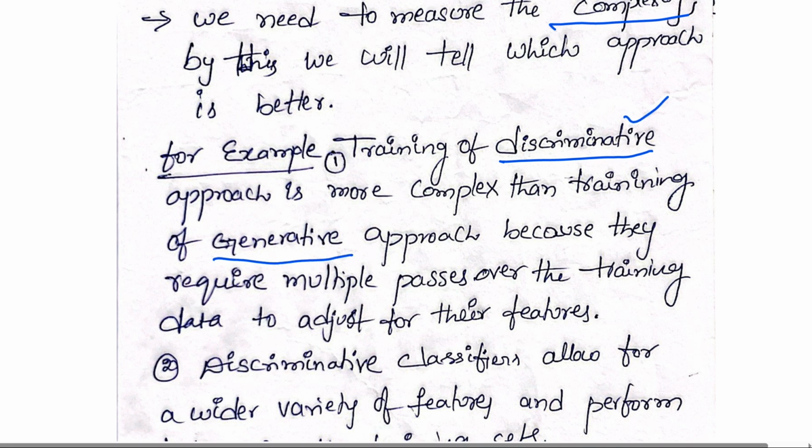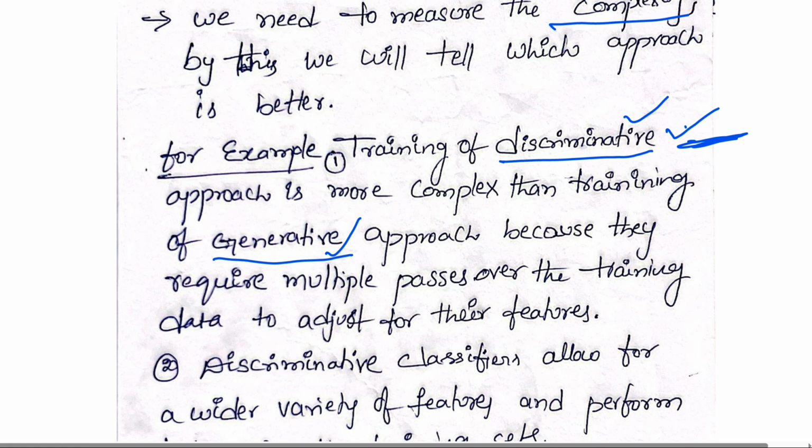Training of the discriminative method is more complex than training of the generative method, because it requires multiple passes over the training data to adjust the features of your data. That's why, after calculating the complexity of the discriminative method and the generative method, we say that the discriminative method is more complex than the generative method.